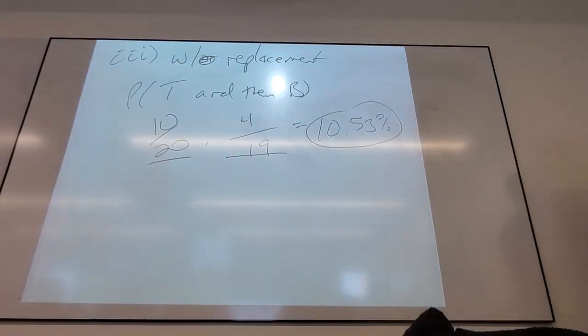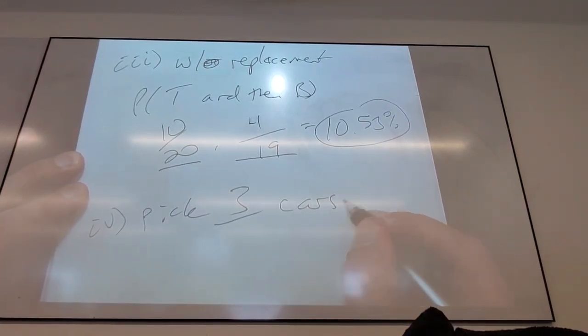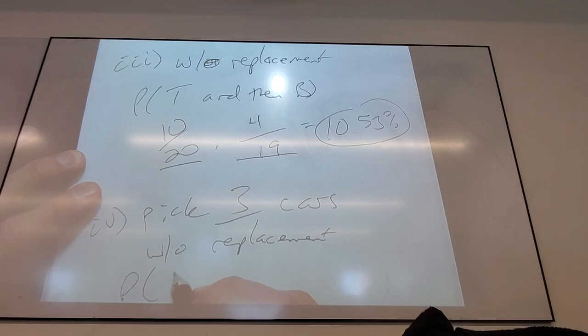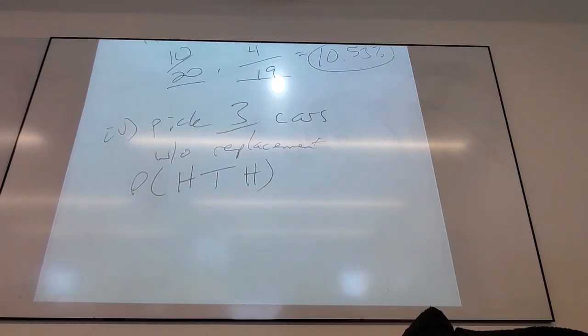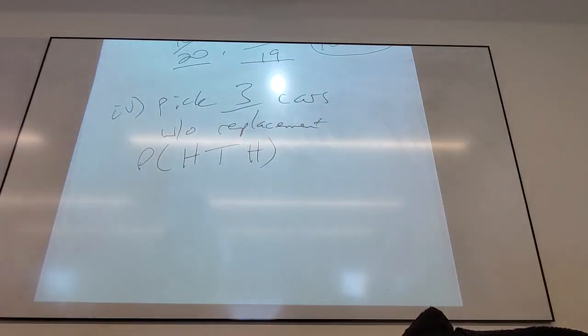What if I do this? Pick 3 cars without replacement. Let's say we get a Honda, and then a Toyota, and then a Honda. What's the probability of that? Are you guys with me? I'm going to pick 3 cars. I want the first car I pick to be a Honda. I let them go. Next car I pick is a Toyota. Let them go. Next car I pick is a Honda again. Let them go.